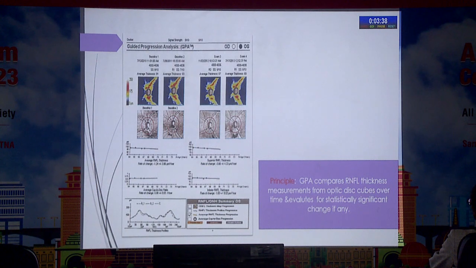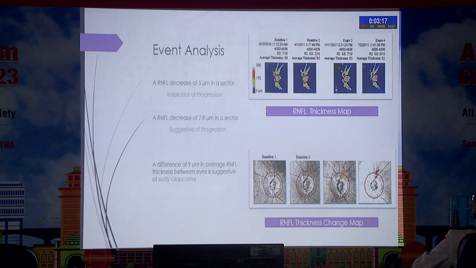This is a typical printout which the machine gives when it comes to assessing progression, where with the help of the optic disc cubes, the machine compares the RNFL thickness measurement over a period of time and signifies it with the help of colors if there is any statistically significant change. Likewise, when we talk about the visual field, we say event and trend analysis. Similarly, here also we can divide progression into two groups: event analysis and trend analysis.